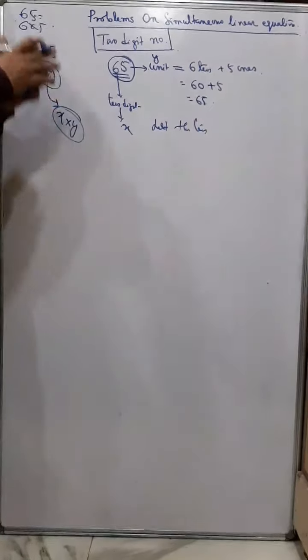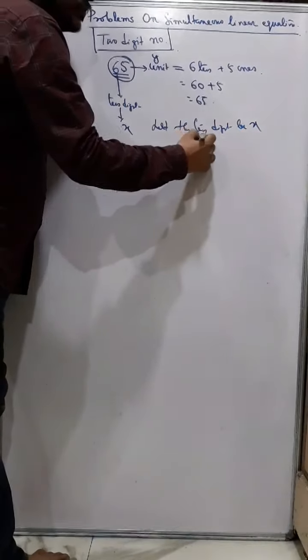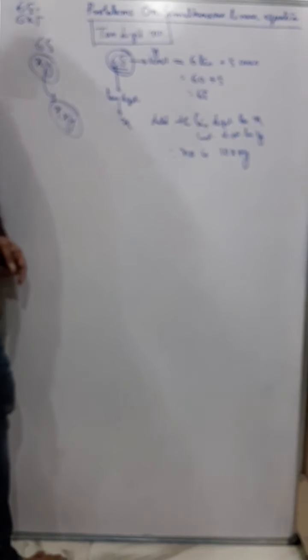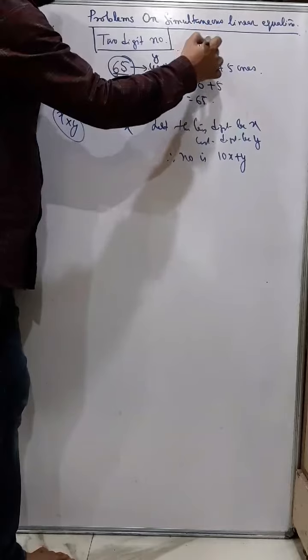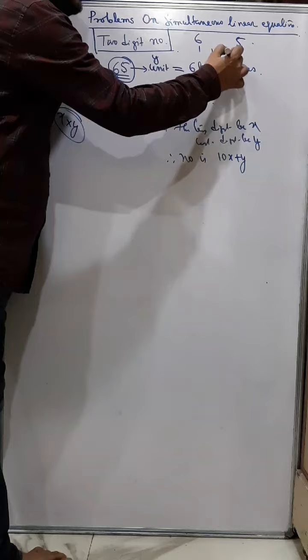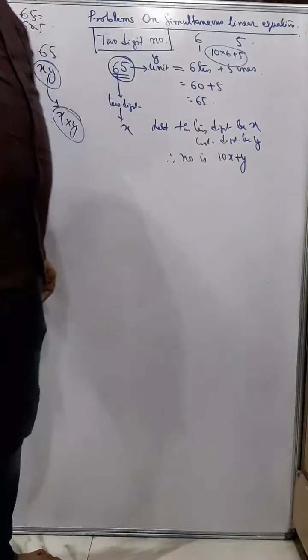Now suppose I have to frame a 2-digit number. I have to make a 2-digit number in which I take, let the tens digit be x and unit digit be y. Then the number is, I should write 10x plus y, is it not? Because here also you can understand 6 is the tens digit and 5 is the unit digit. Then the number is 10 into 6 plus 5, then it becomes 65. So here also if I take, let the tens digit be x and unit digit be y, then the number will be 10x plus y.